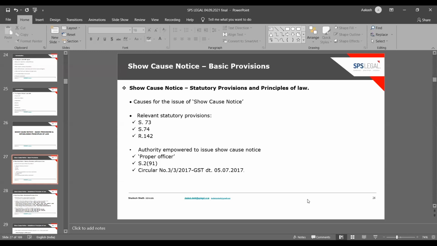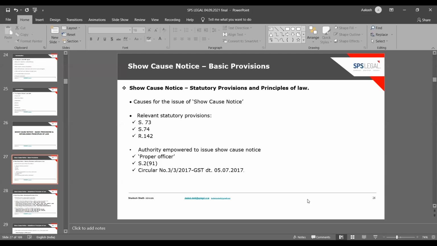The reason the term proper officer is important is that if you carefully read Section 73 subsection 1 and Section 74 subsection 1, you will find that the show cause notice has to be issued by the proper officer. If it is issued by any officer who is not a proper officer for the purposes of Section 73 or Section 74, then the notice will be without authority of law, and therefore null and void at the threshold itself. One therefore needs to understand whether the notice has been issued by a proper officer or not.